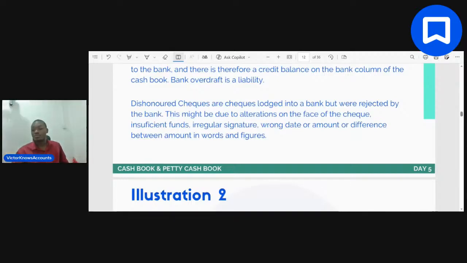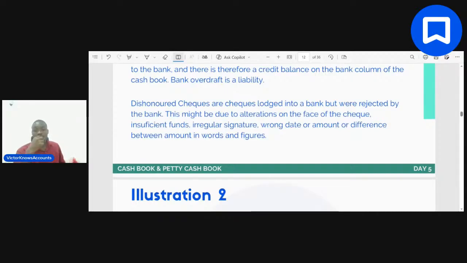Another one is wrong date or amount. For example, you are bringing a check dated 1st February. Today is 28th of January, right? But you are bringing a check that is dated 1st of February. That does not make sense. How do you receive a check at a future date? Another one is wrong amount.